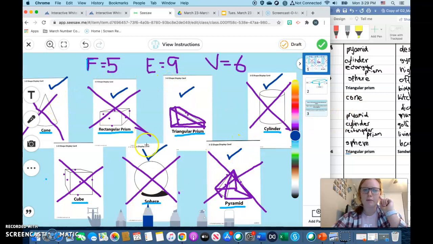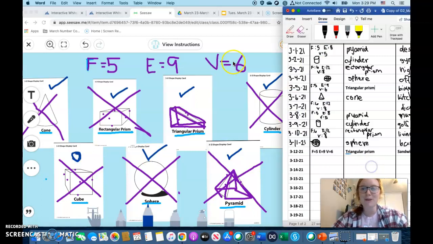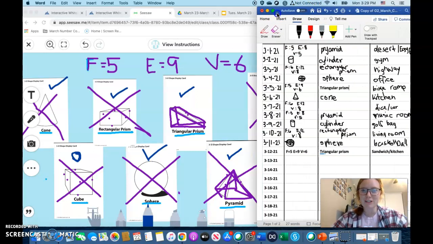What shape have we not checked off? Ooh. You are going to get a chance to be a detective and find out, is the cube our last mystery item? Okay, boys and girls, great job with our calendar grid.